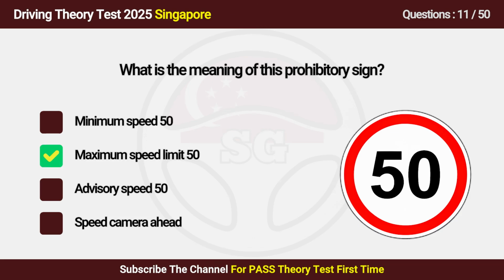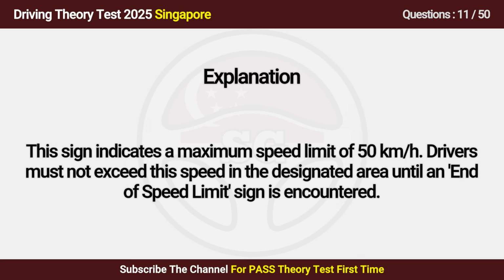Answer is B. Maximum speed limit 50. This sign indicates a maximum speed limit of 50. Drivers must not exceed this speed in the area until an end of speed limit sign is encountered.